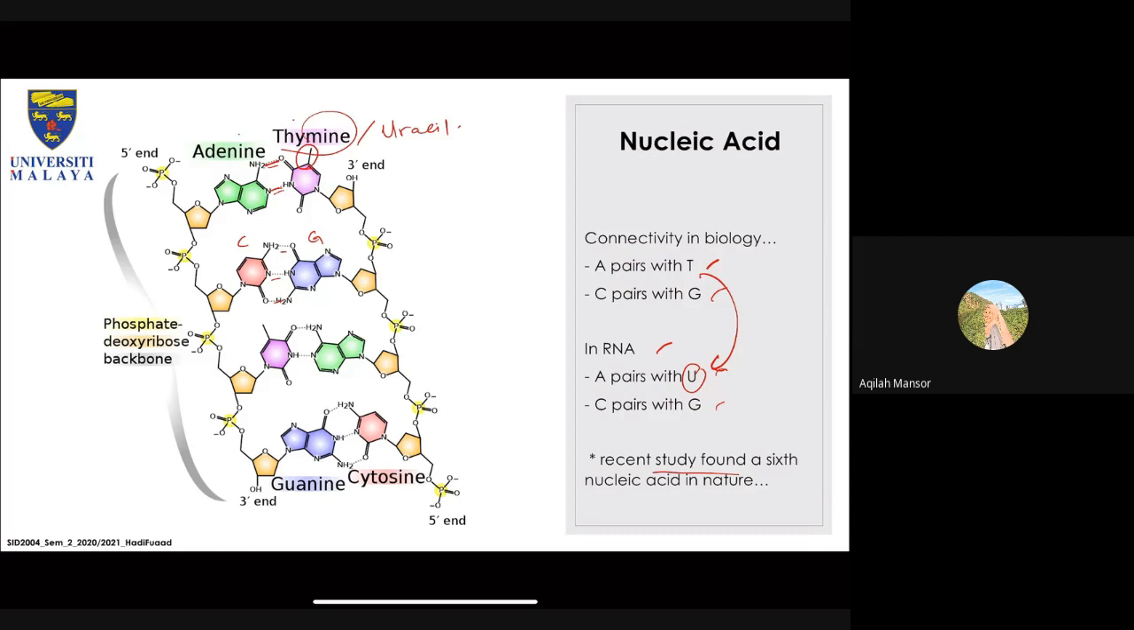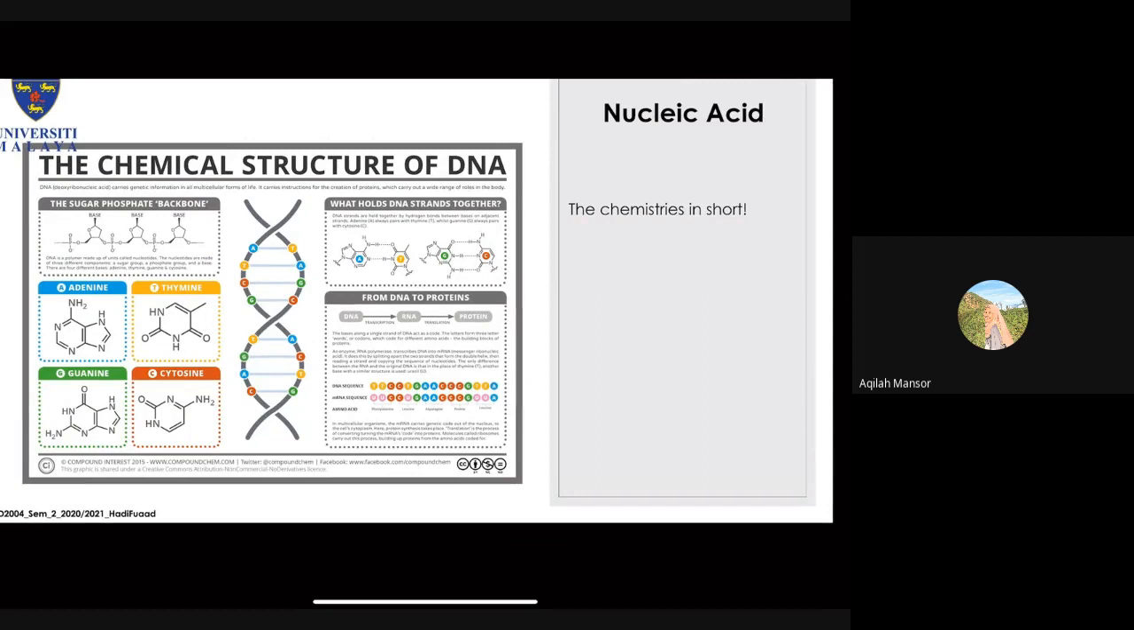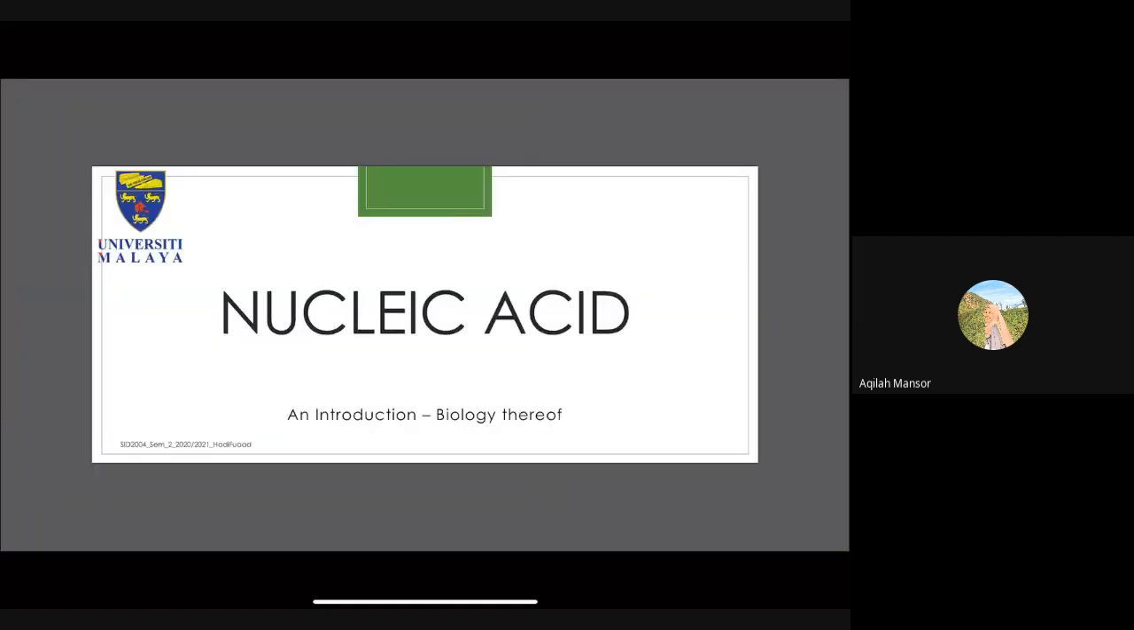Okay. This is basically what I've just said in short. If you want to look through, you can just zoom into the lecture slide. What is missing is the relationship between RNA and amino acid. We will go into this section in about 5 minutes. If we are unable to complete this today, we will continue next Tuesday.